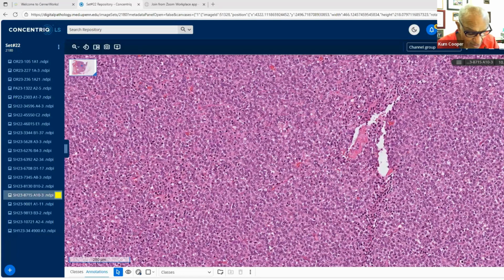Let me just type that. I just discovered today that I can type EWSR1 non-ETS.